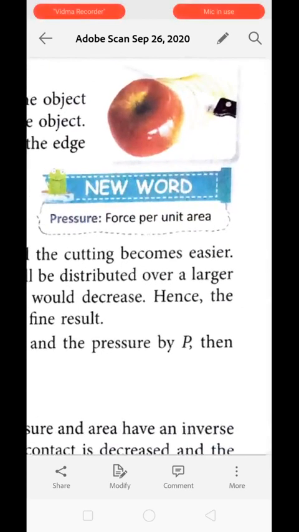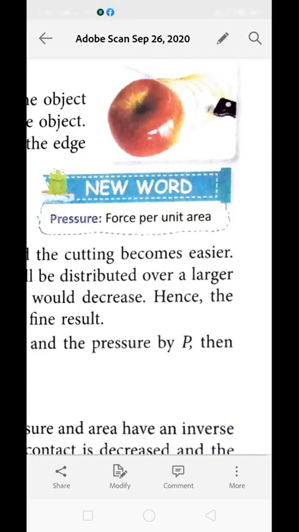We cut the apple with the help of a knife. If the knife is blunt, having a bigger surface area, it will be difficult to cut the apple. If the knife is sharp, it has a very sharp edge, meaning the surface area of the edge is very small. When the area of contact is small, the pressure applied on an object will be high even if we apply a small magnitude of force.